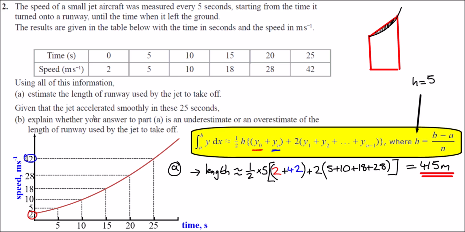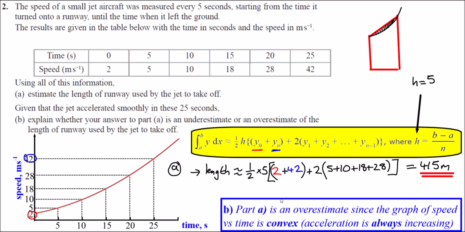So for an explanation for part B, something like this would suffice. Something to say part A is going to be an overestimate, since the graph of speed versus time is convex. The acceleration is always increasing. So essentially what we're trying to say here, because it's accelerating each and every time, it won't quite take 415 meters to get up to a speed of 42 meters per second. It's a slight overestimate what we've done, based on this curve being convex if we were to draw it out.